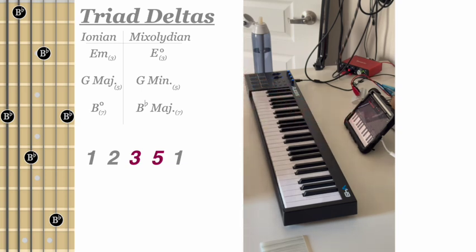Now, let's go ahead and do that in Mixolydian. The only difference now, we're still going to do the 1, 2, 3, 5 back to 1, but our 3 is now moving from an E minor to an E diminished, and our 5 is moving from a G major to a G minor. So let's go ahead and listen to that in Mixolydian.